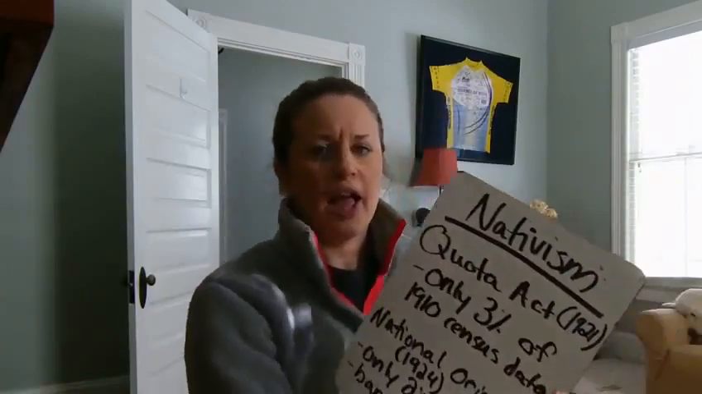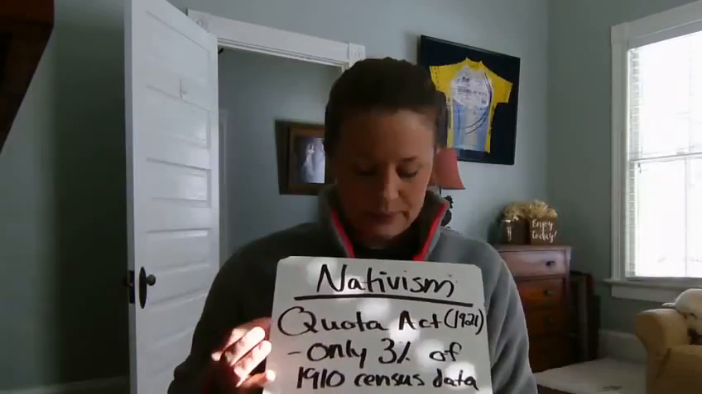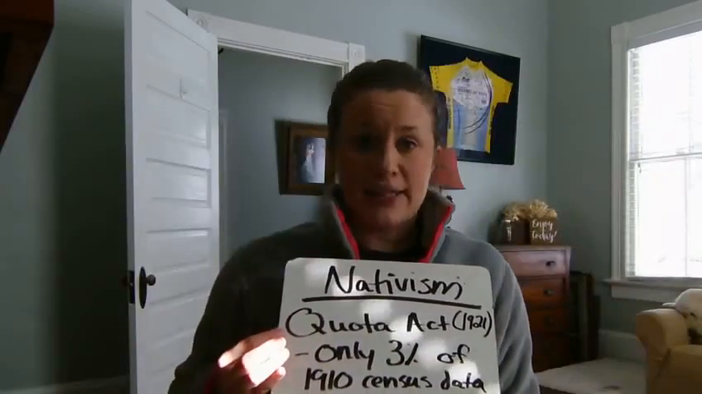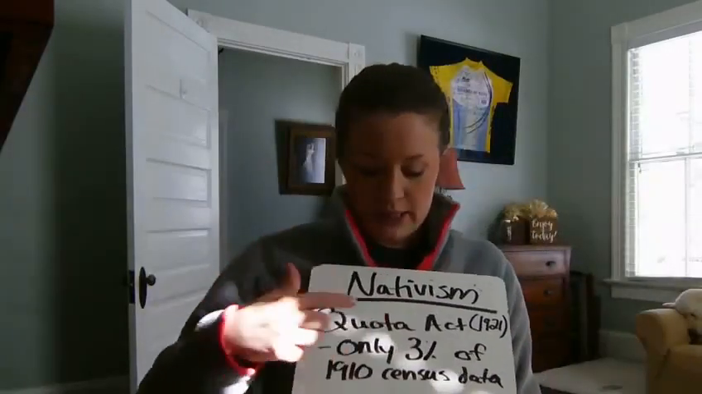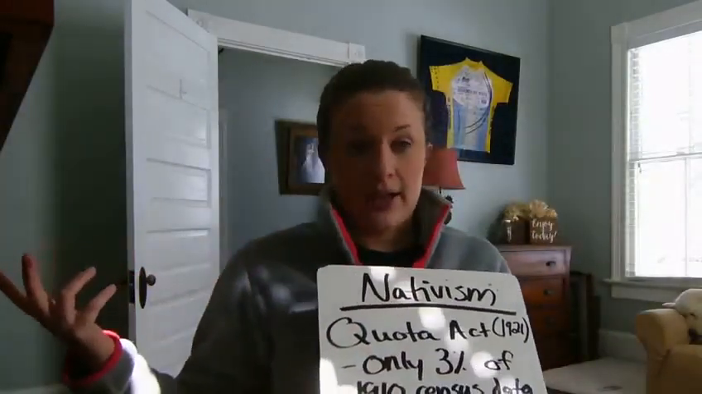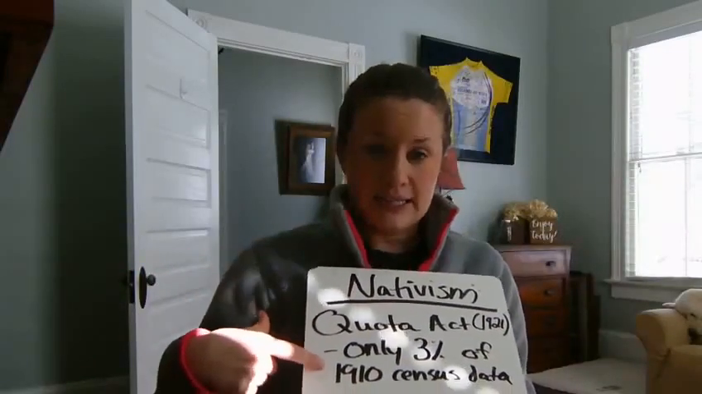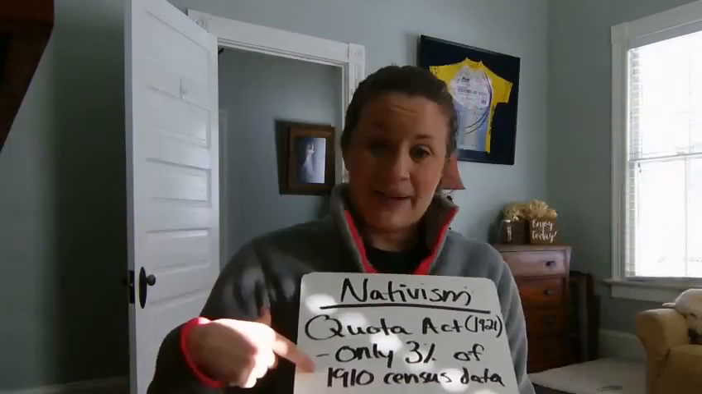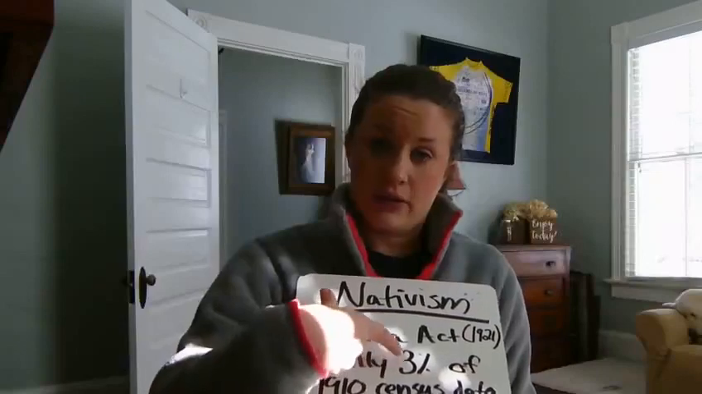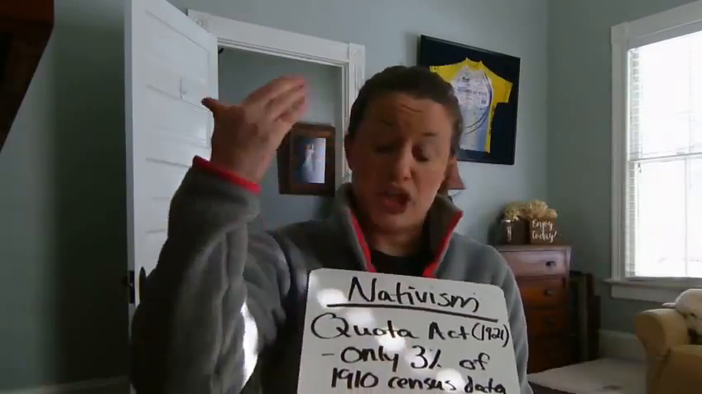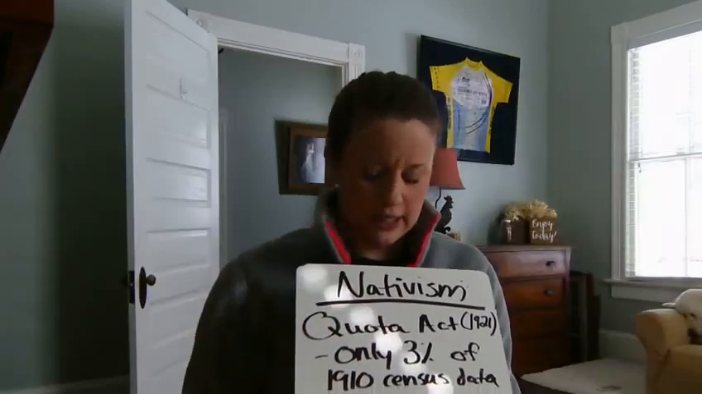Okay? So the first act is called the Quota Act, and it took the census data from the year 1910 and said 3% of what, so in France, if 100,000 people from France came to America to live in 1910, that would mean only 3,000 could be in America at that time. They shut the doors and no more French immigrants can come to America. Okay, so that's very strict.